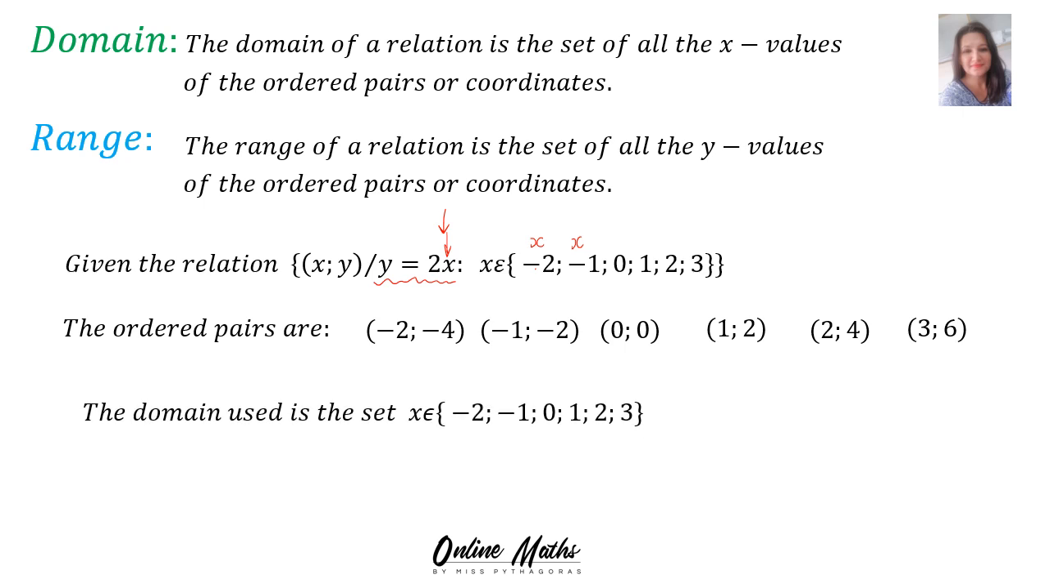Now we can say the domain used is the set x is an element of -2, -1, 0, 1, 2, 3. In other words, it's all the x coordinates. That's what your domain is. And then your range is the set of the y coordinates, and those are the values we calculated. Therefore, the range will be -4, -2, 0, 2, 4, and 6.